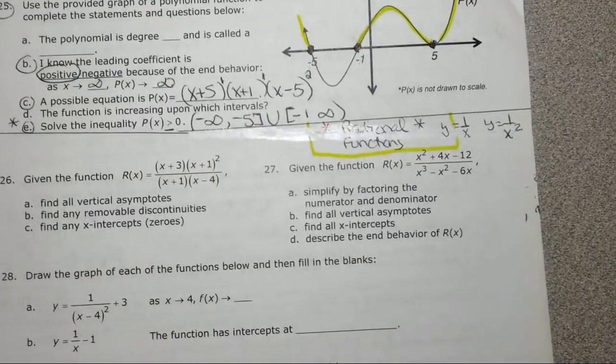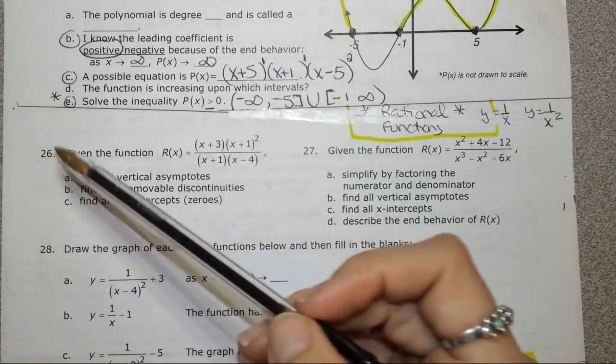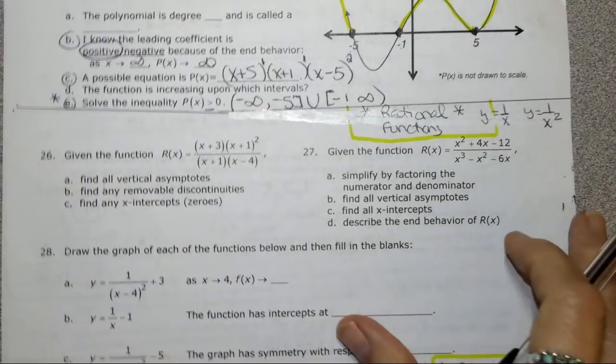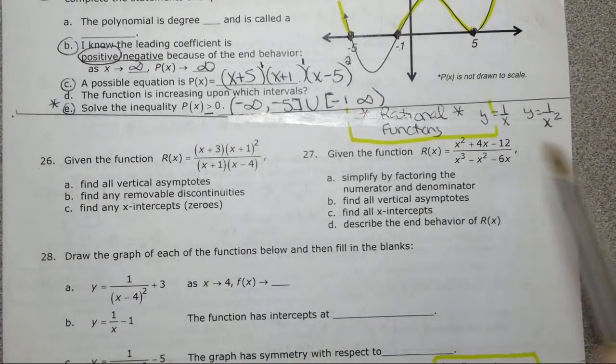The very last section that we're going to focus on is 26 through 28, and these all have to do with rational functions.